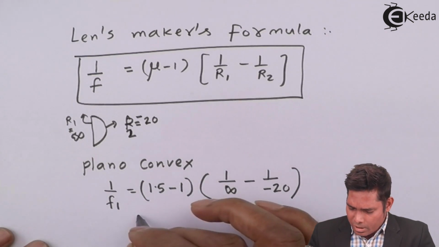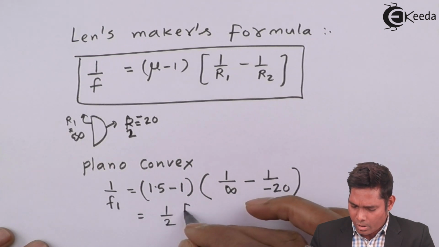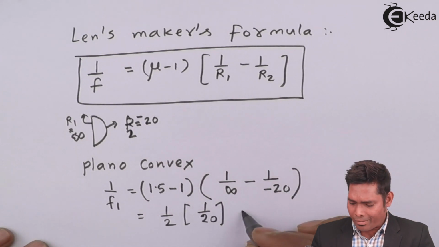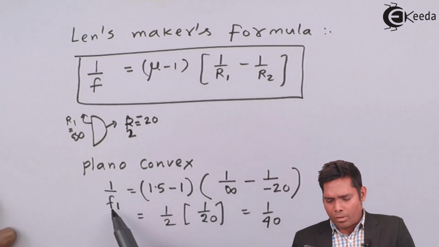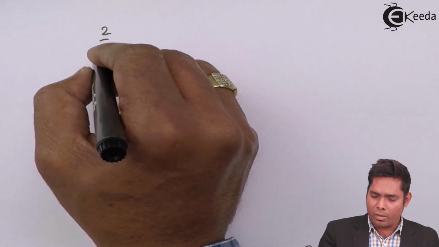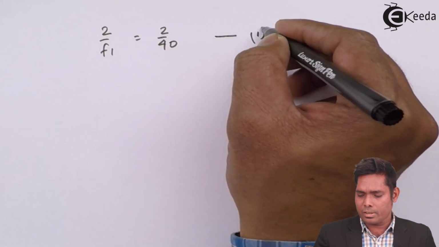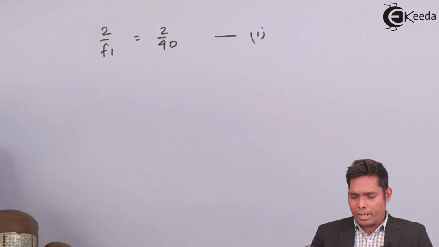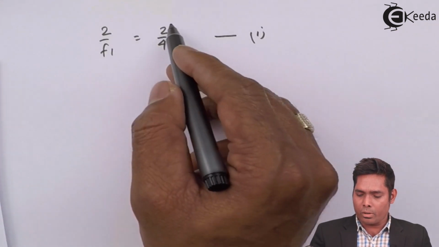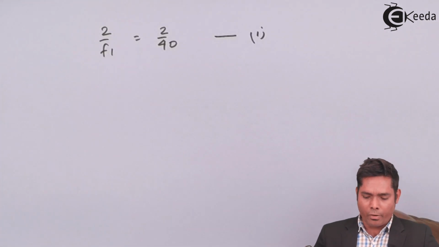So if I solve this, this is 0.5, this is half, and this is 1 by 20, this plus, and this is 1 over 40. So 1 upon f1 is 1 upon 40, so therefore 2 upon f1 is 2 over 40. That is equation 1, say. Because we are interested in putting the value here, I already got 2 upon f1 is 2 over 40. Now I am looking for 1 upon f2 that I've got to find.